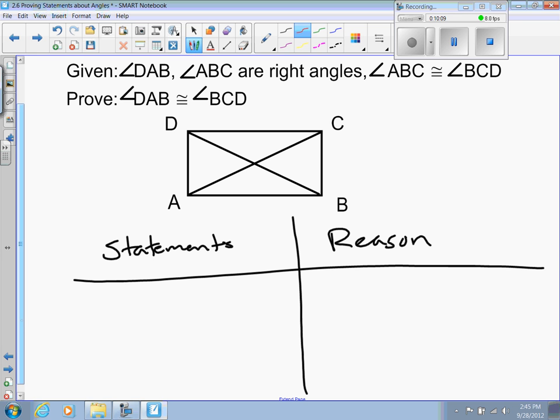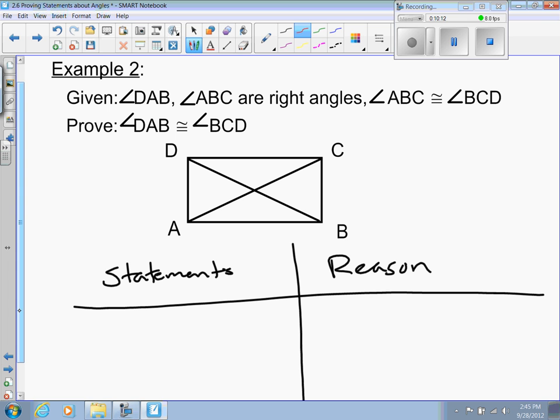All right, so we get this picture. I hope I have it drawn right. All right, so come up with the proof, draw the picture in your notebook, and start labeling what you know. So angle DAB, A is my vertex, that's a right angle. Angle ABC, this angle here, B is my vertex, is a right angle.